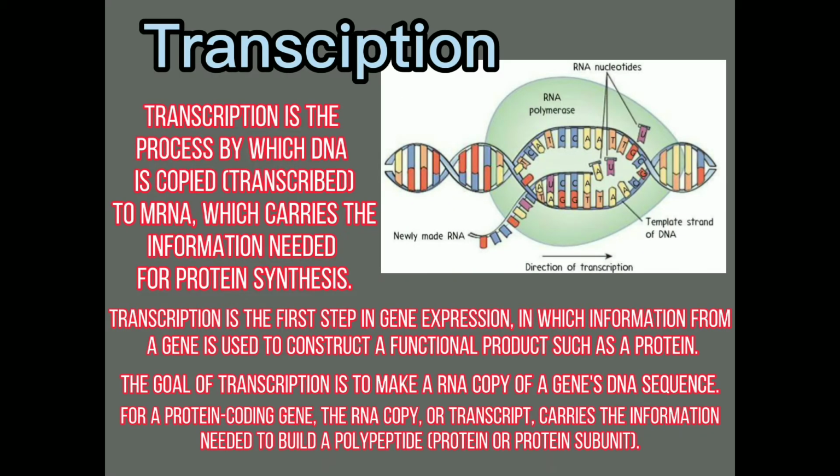Transcription is the process by which DNA is copied to mRNA, which carries the information needed for protein synthesis. Transcription is the first step in gene expression, in which information from a gene is used to construct a functional product such as a protein. The goal of transcription is to make an RNA copy of a gene's DNA sequence. For a protein-coding gene, the RNA copy or transcript carries the information needed to build a polypeptide or protein subunit.